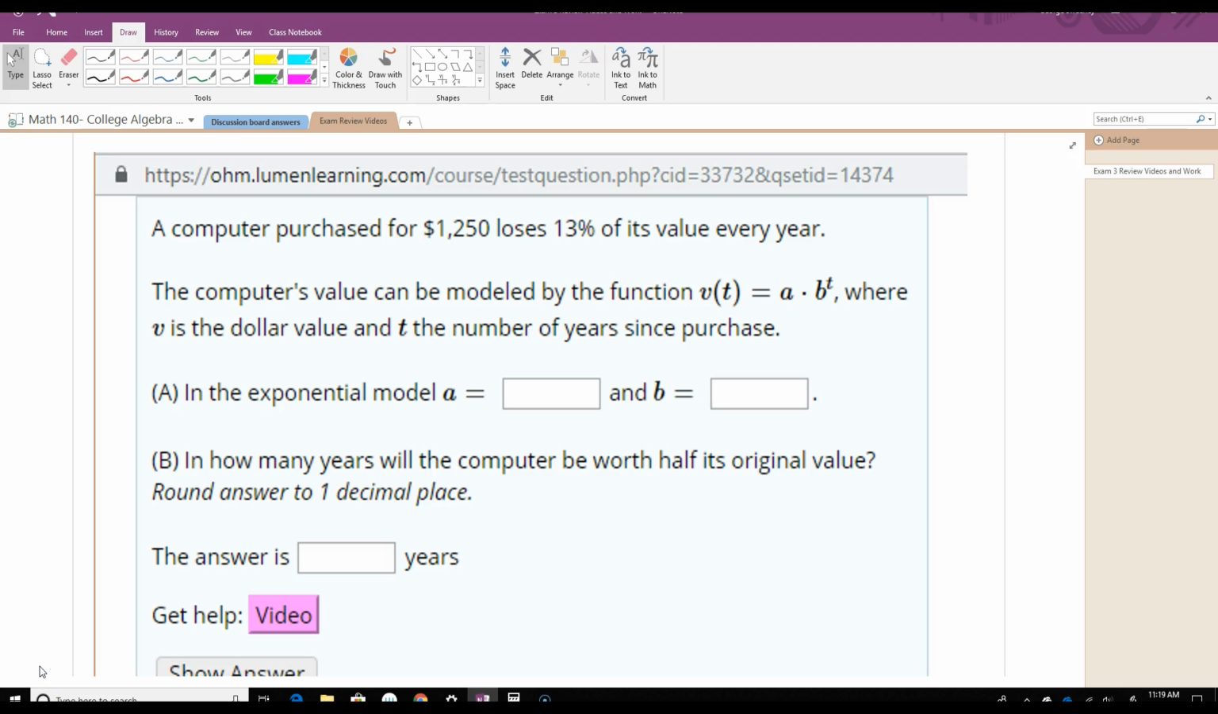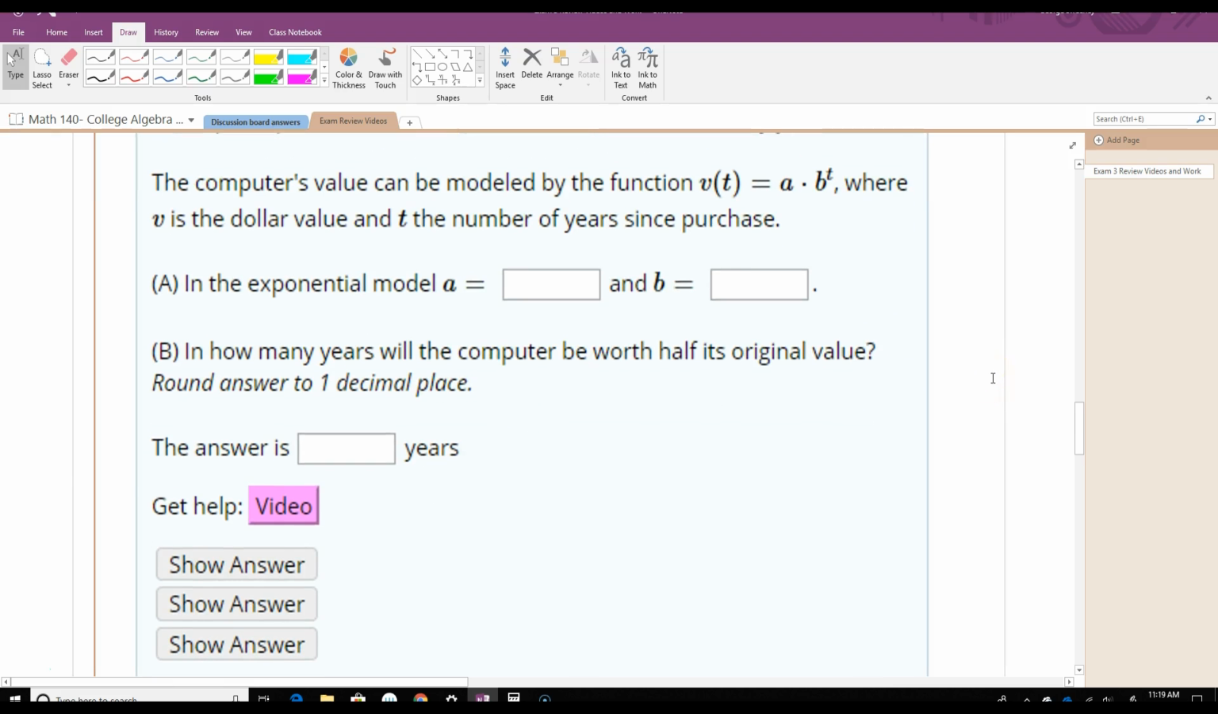For the purposes of our exam, you might actually be asked to develop one of these exponential models. In general, they all look like this: a times b to the t, where a is your original value, original cost, and b is how fast it is growing. Sometimes it's e when it's continuously compounding. Sometimes it might be 1.01 or whatever. So we have to understand how we're going to find both a and b, and then how do we use them?